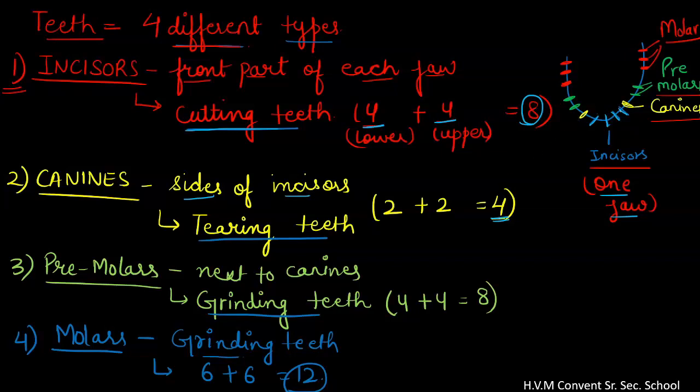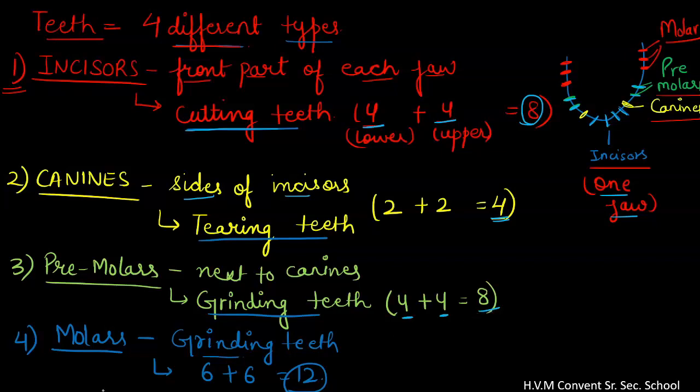Followed by canines we have teeth called premolars. Premolars are present just next to canines. These premolars help in grinding, which is why they are known as grinding teeth. If we talk about the number of premolars, in one jaw there are 1, 2, 3 and 4 premolars. So there are 4 premolars in a single jaw, and 4 in one jaw plus 4 in the other jaw, a total of 8 premolars in our total set of teeth.